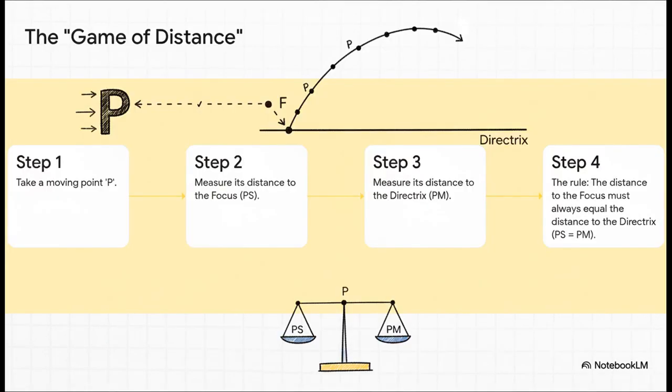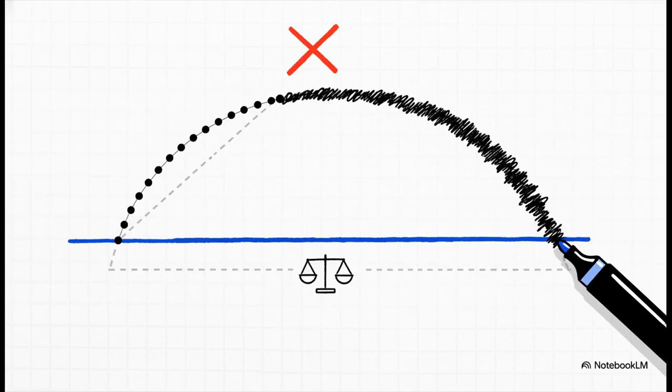Now here's where the magic happens. Let's play a little game. We'll introduce a new point, a moving point we'll call P. And the only rule of this game is this. Point P must always stay the exact same distance from the focus as it is from the directrix. It has to stay perfectly in the middle, distance-wise. And if you trace out every single possible place that point P can be while following that one simple rule, the path it creates is a perfect parabola, every single time. It's not an estimate, it's a mathematical certainty. That one simple rule, equal distance, is the parabola's DNA.